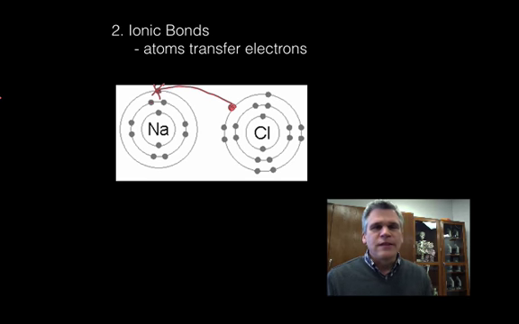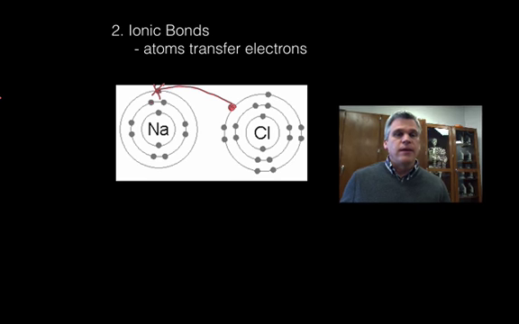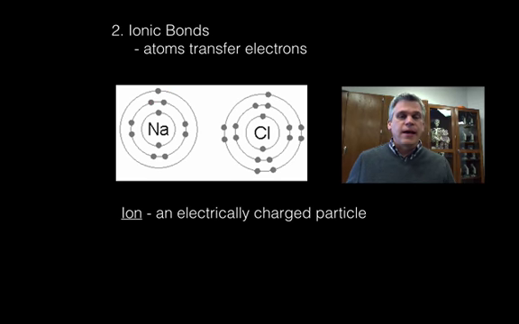If we were to break this bond, say add water to the salt, it's going to separate those two atoms. And what we will then have is an ion. An ion is an electrically charged particle. So sodium, having one more proton than electron, will be positively charged, and chlorine will have one more electron than proton and be negatively charged.